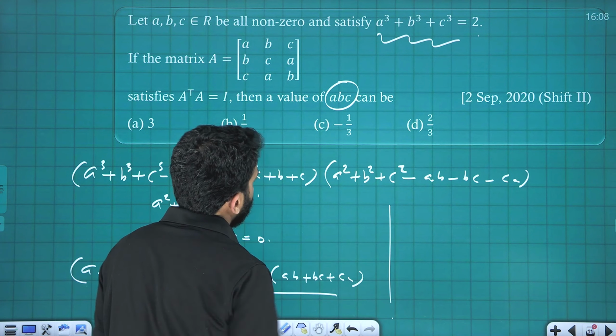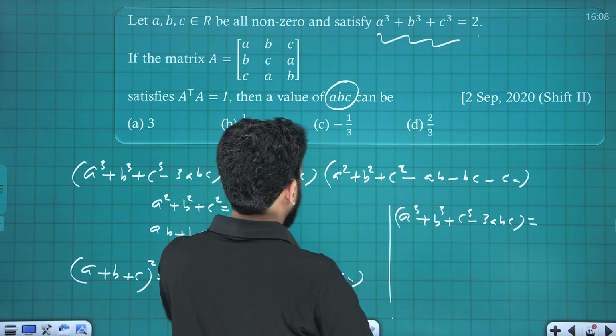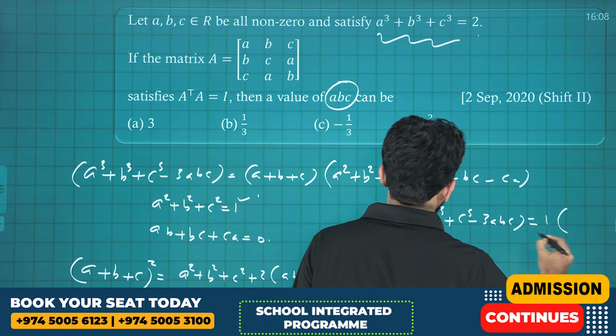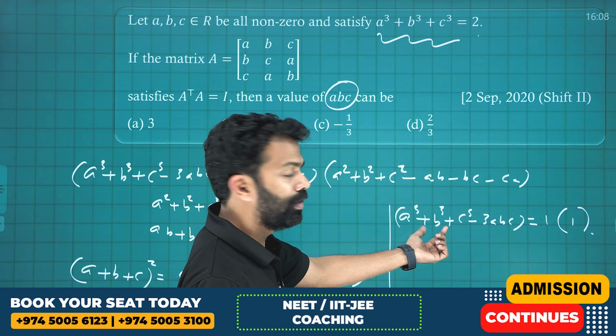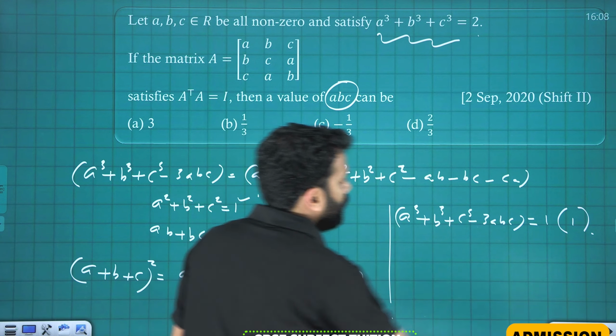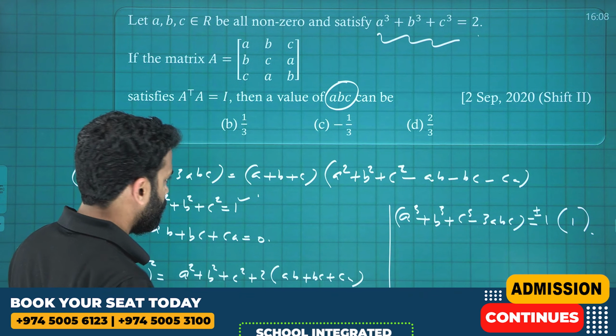Therefore, a cube plus b cube plus c cube minus 3ABC is equal to a plus b plus c, which is plus or minus 1, into 1. (a plus b plus c) whole square is equal to 1, so a plus b plus c is plus or minus 1. Now, a cube plus b cube plus c cube is equal to 2. That is, 2 minus 3ABC is equal to plus or minus 1.